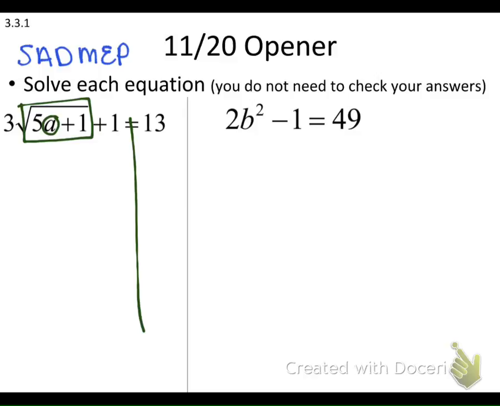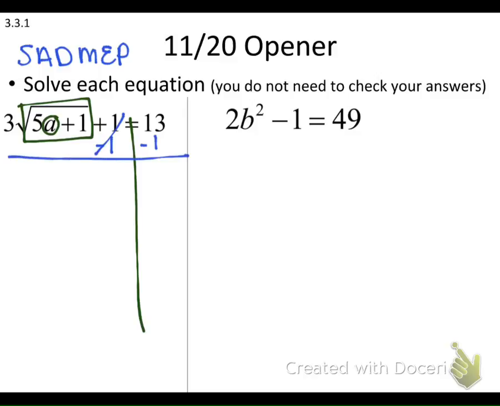So according to order of operations backwards, which would be, instead of PEMDAS, SADMAP, you look for the S. Are there any subtraction? No. Then you go to the A. Any addition? Yes, the plus 1. So you get rid of the plus 1 first. The inverse operation for plus 1 would be minus 1.